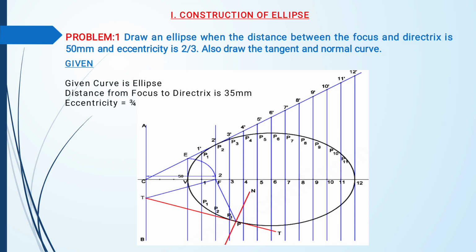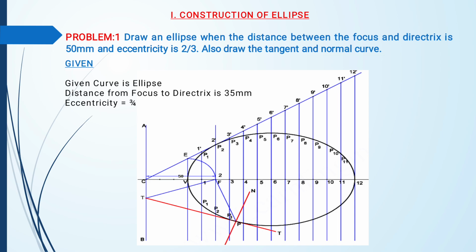So ellipse construction is such a huge process, but it is an understandable one. Once you practice the ellipse, the parabola and hyperbola are easy. The parabola and hyperbola are very easy. So first of all, what is the given problem?